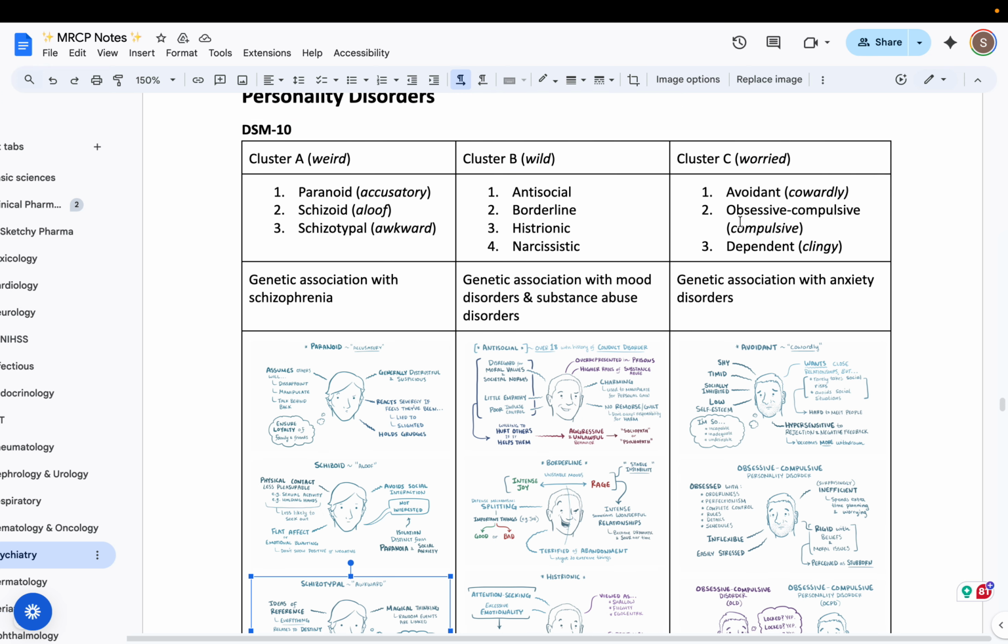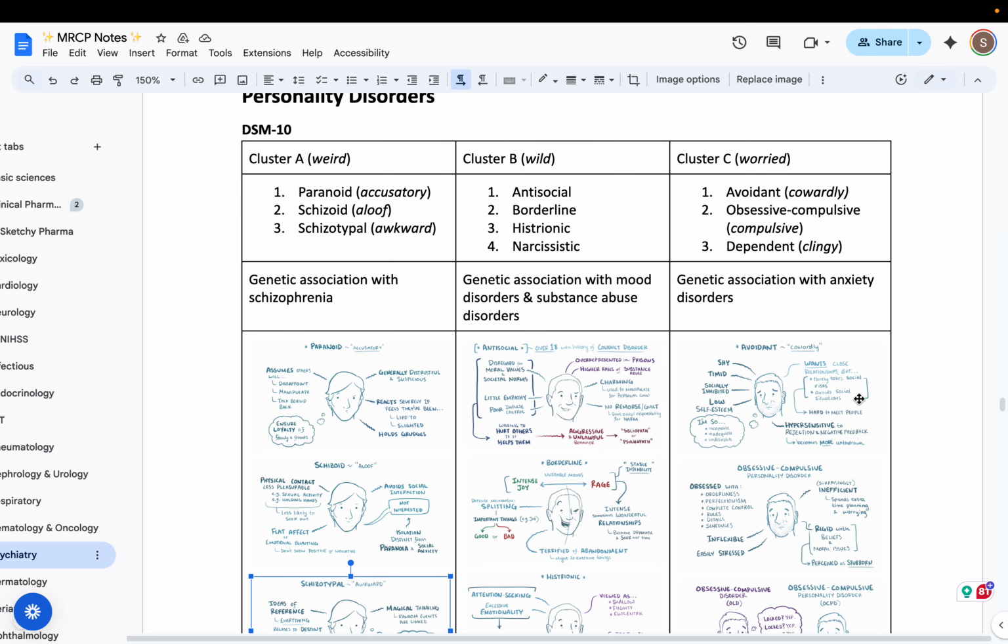Now let's go to the worried group. So we have avoidant or cowardly. These are shy, timid, socially inhibited people with low self-esteem who believe they're incapable, inadequate, and undesirable. They're hypersensitive to rejection, which makes them even more withdrawn. They want close relationships, but they rarely take social risks. This is avoidant personality disorder.